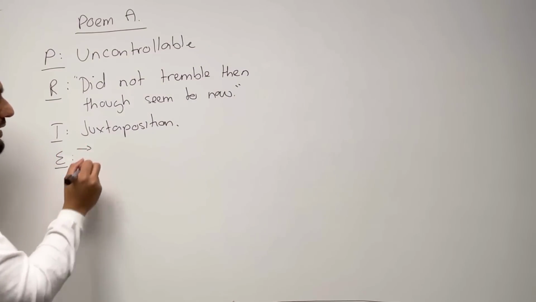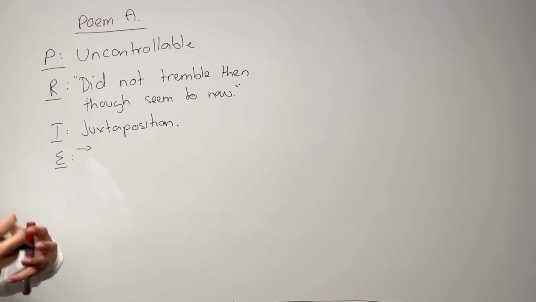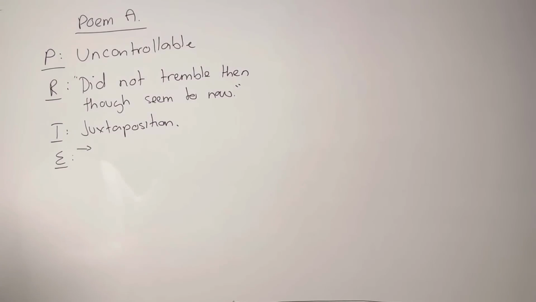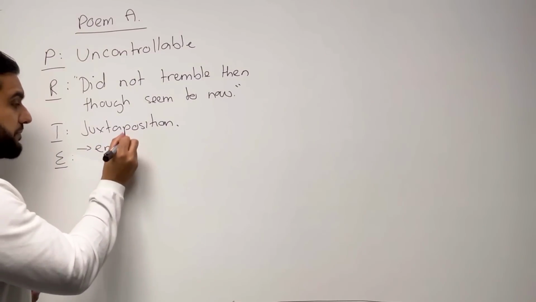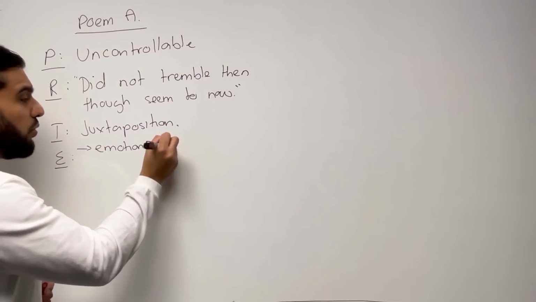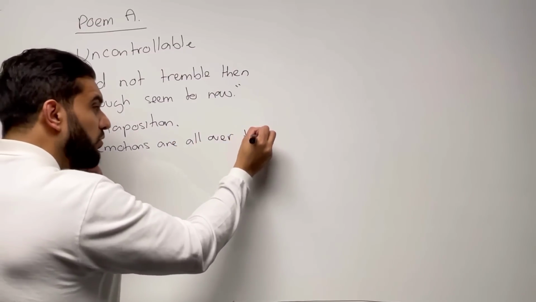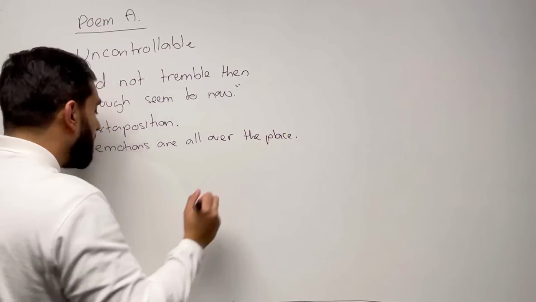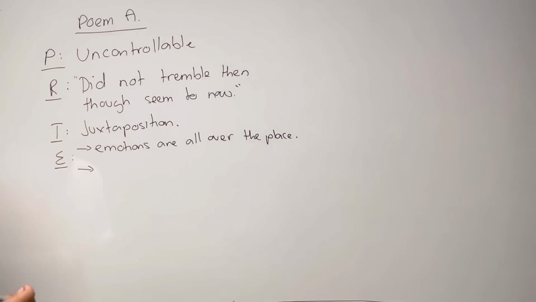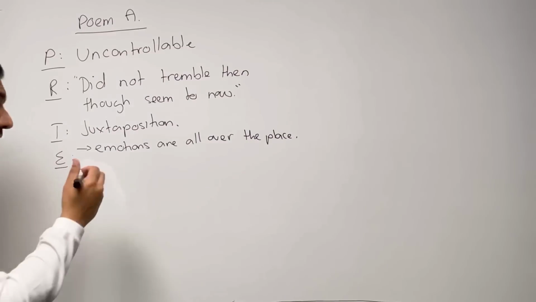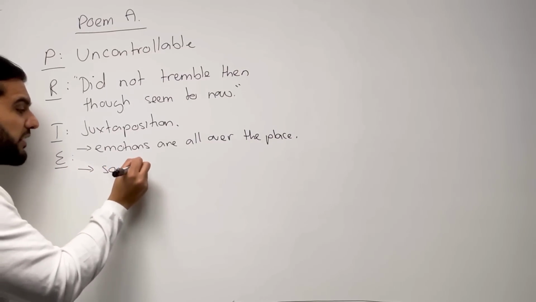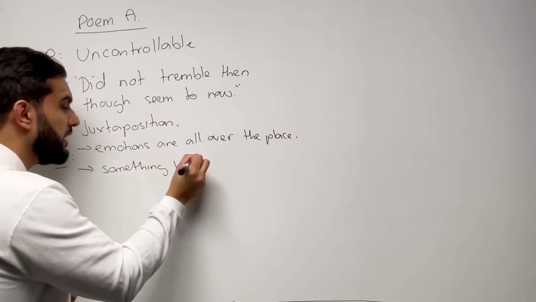The effect, guys, is this. The fact that he's trembling now and wasn't trembling then, it shows how his emotions are all over the place. Now guys, his emotions are all over the place. Then we can argue, guys, the fact that he's trembling now and did not tremble then, something has changed. That can be our second part to our explanation.